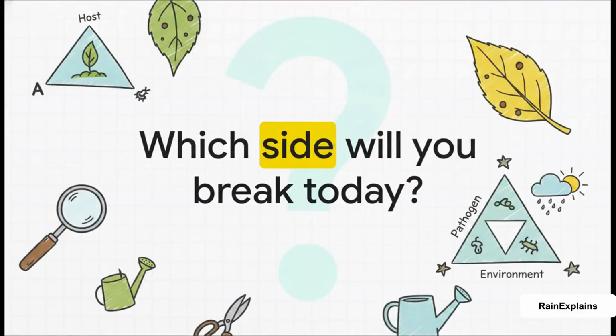Now that you can read the spatial clues and truly understand the intricate dance of the disease triangle, the power is entirely in your hands. You aren't just guessing anymore, you have a legitimate scientific diagnostic system. But it really makes you wonder, if changing just one tiny local environmental factor can stop a pathogen dead in its tracks right in your backyard, how are shifting global climates rewriting the rules for plant diseases worldwide? It's a massive, fascinating puzzle. But until next time, as you step out into your garden and spot that very first yellowing leaf, ask yourself, which side of the triangle will you break today?